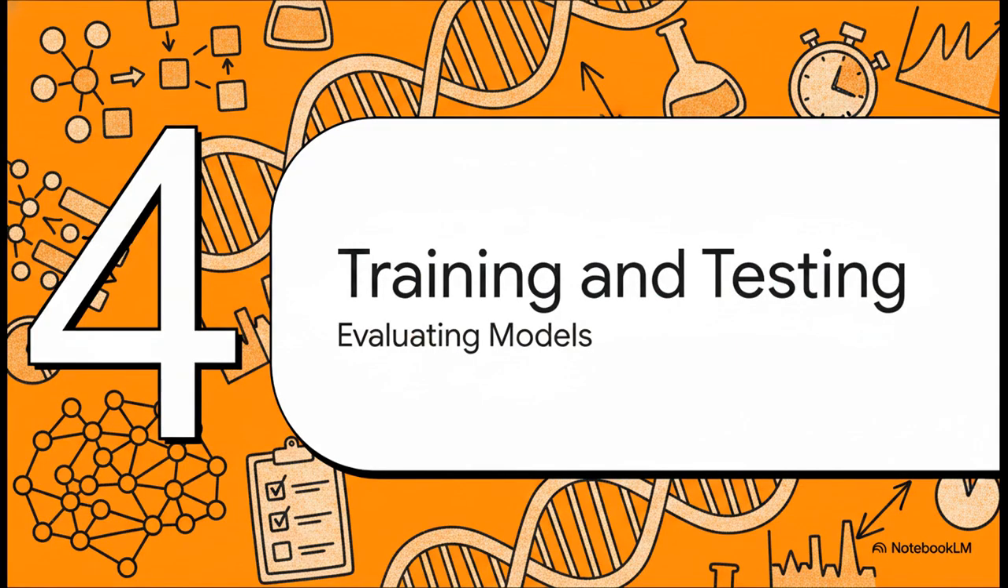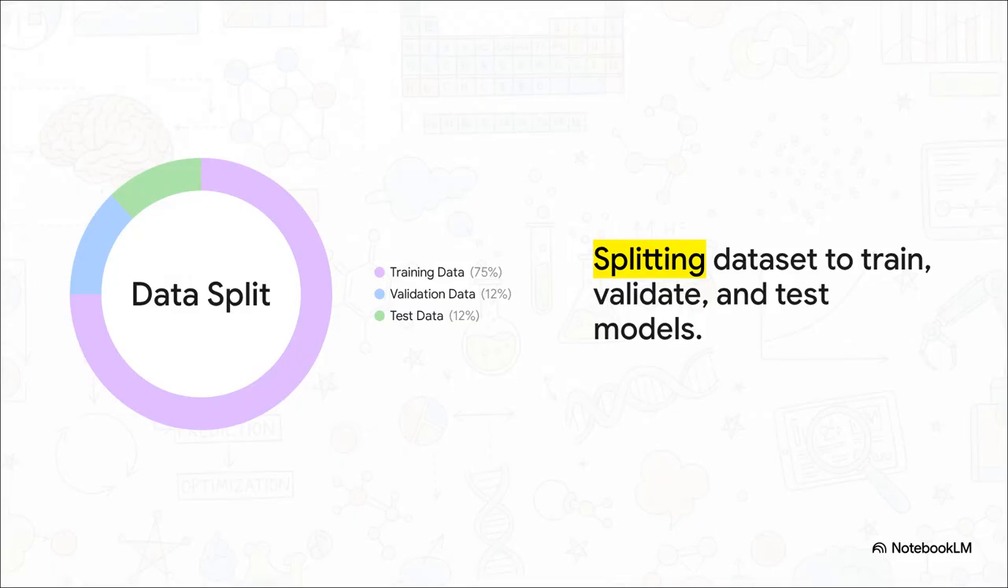Moving right along to Section 4, training and testing models. Now, the absolute most important rule in machine learning methodology is how we handle our chemical data. We never, ever let the model see all the answers at once. Instead, we typically split our collected data into 3 distinct batches. The vast majority, usually exactly 75%, goes into teaching the model. That's the training data. Then we use a 12.5% slice to validate and tune the model's parameters while it's learning. Finally, we hold back a totally unseen 12.5% test slice to strictly evaluate its final performance.